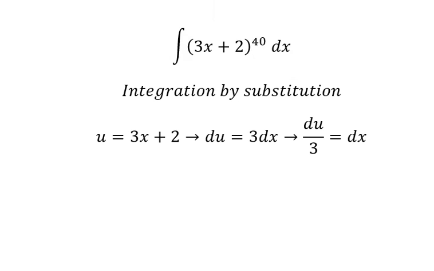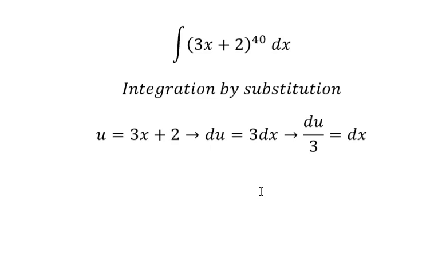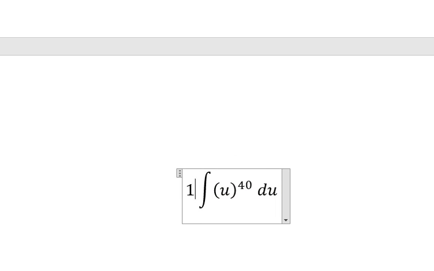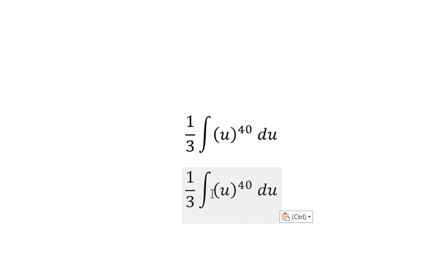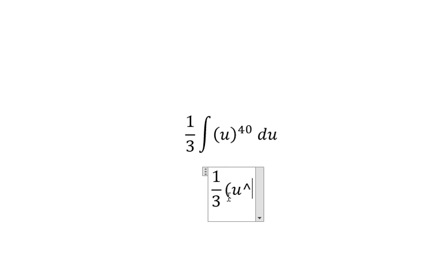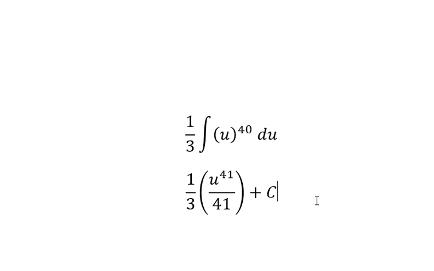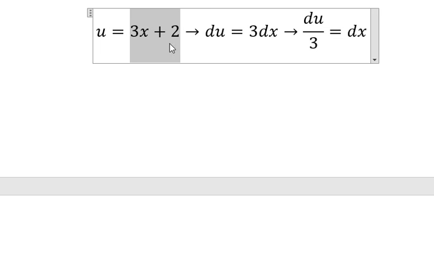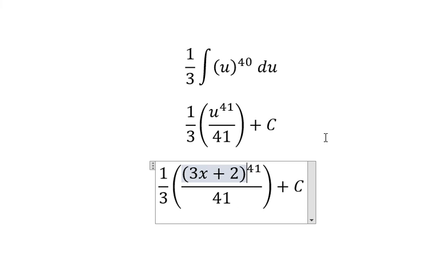Next, this one we need to change to u. The rest we change to this one. The integration of this one, we have u to the power of 41 over 41. And we put c. For u, that is 3x plus 2. And this is the final answer.